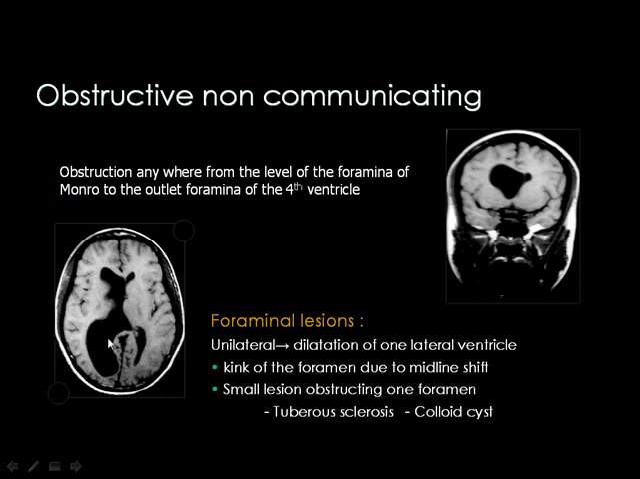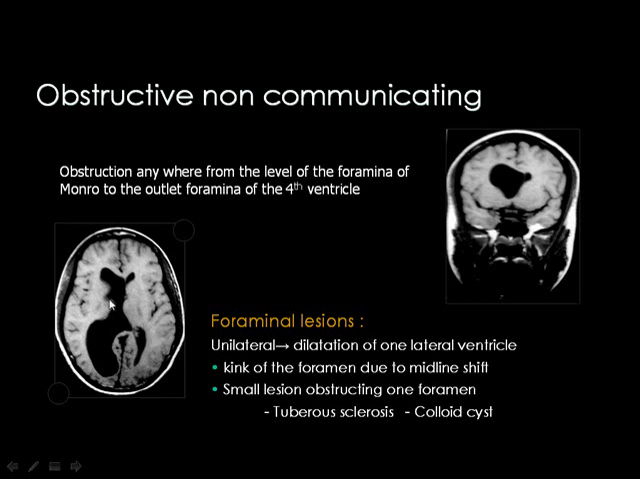You know that the choroid plexus in the ventricle secretes the CSF, and the CSF leaves the ventricle through the foramen of Monro to the third ventricle. What happens if the foramen is obstructed? Then you will get dilatation of the ventricle where the foramen is obstructed, and the other ventricle will be of normal shape. Then what are the causes of unilateral foraminal obstruction?